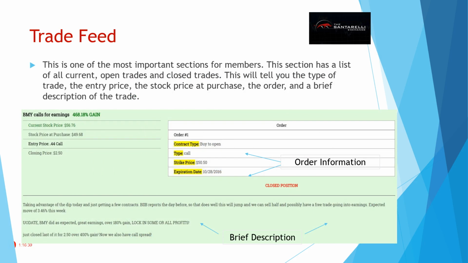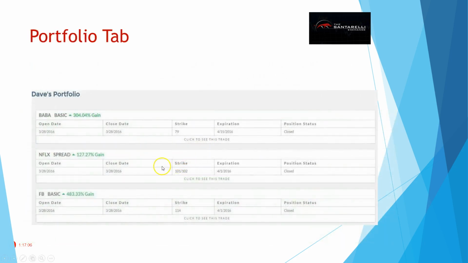The Trade Feed. This is one of the most important sections for members. This is the section that has a list of current open trades and closed trades. This will tell you the type of trade, the entry price, the stock price at purchase, the order, and a brief description of the trade. So when I send out an email and text alert, you're going to get this information: the current stock price, the order, and all that.